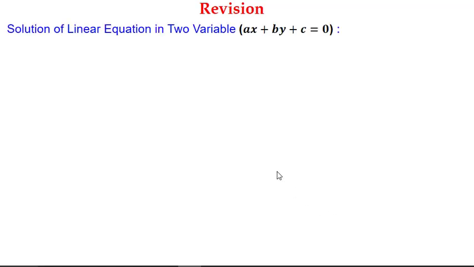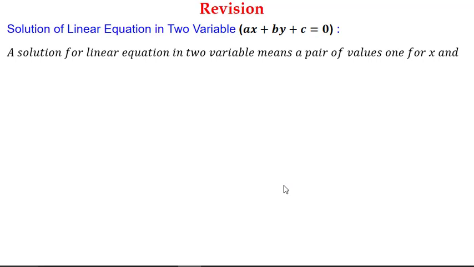Solution of a linear equation in two variables. So let us see, we have a linear equation ax plus by plus c equal to 0. Now what do we mean by a solution of this linear equation? A solution of a linear equation in two variables means a pair of values, one for x and one for y, which satisfies the given equation. So any pair for x and y which satisfies this condition ax plus by plus c equal to 0 will be the solution of this equation.